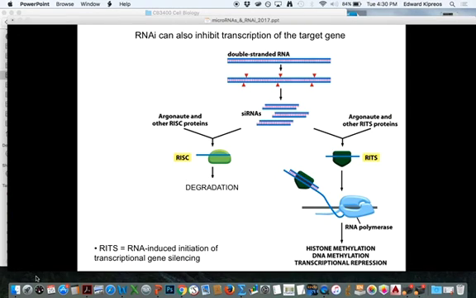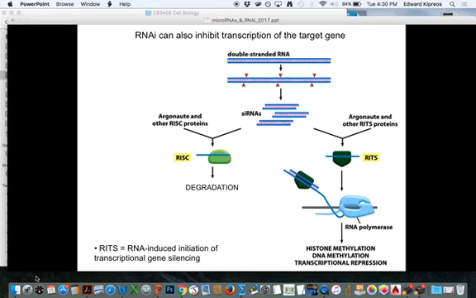Okay, so there's another pathway by which RNAi can work. Like I said, you've got the RISC complex, that's Argonaute and the siRNA. siRNA just means short interfering RNA, okay? It's a 21-mer about, that's the active site. So if it binds completely, that's going to cause degradation. This occurs in the cytoplasm, generally.